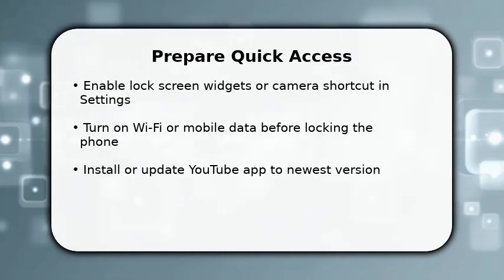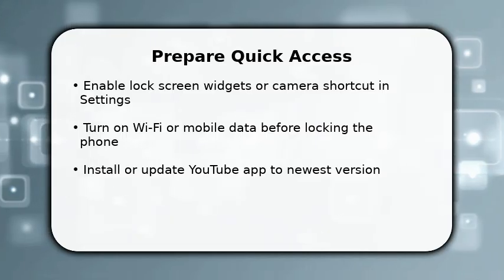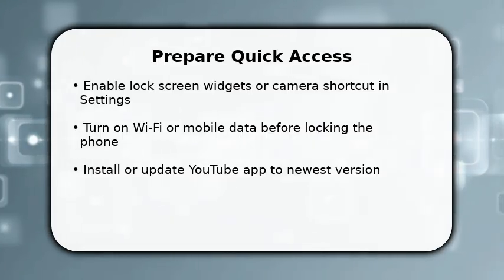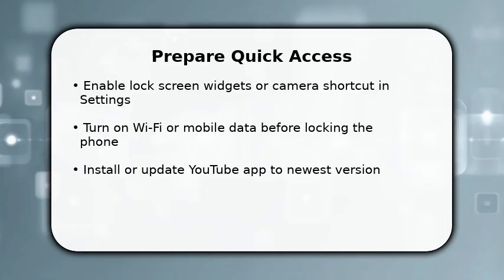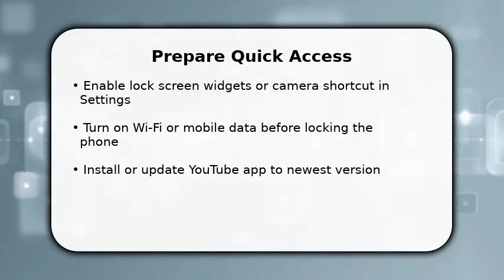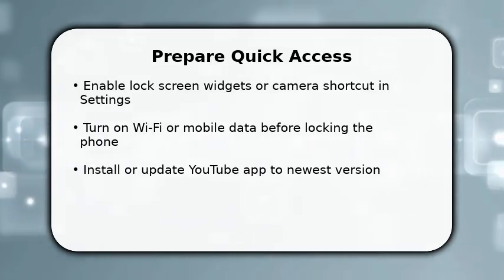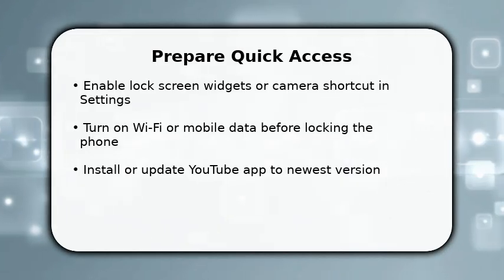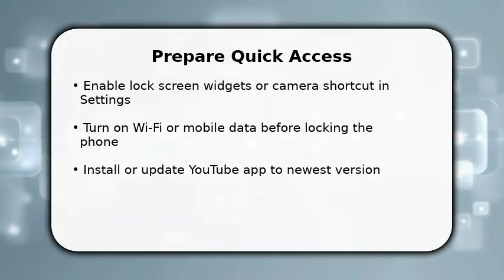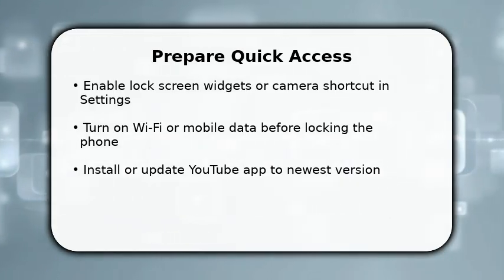You start by giving your phone immediate access without unlocking. Enable the lock screen widget or camera shortcut and make sure Wi-Fi or mobile data is active. Once done, place the YouTube widget or app shortcut on the lock screen area if your OS allows it. You do this because it lets you reach playback controls or short links quickly.